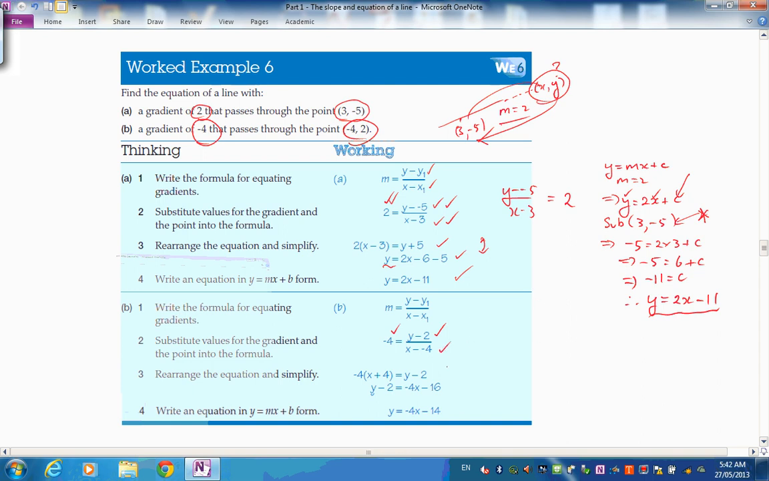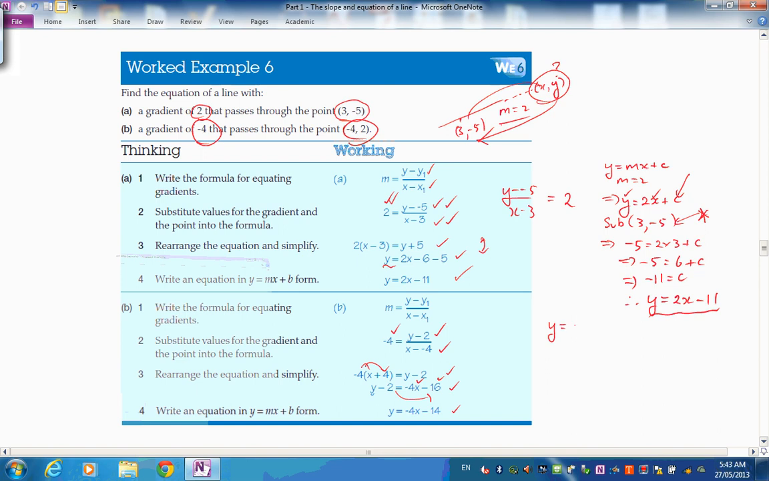Okay, and then multiplying across, putting the y on the left hand side here, and simplifying. So just look at that expansion, brackets first, neg 4x take 16, and then adding 2. Okay, neg 16 plus 2 is neg 14. So just check the algebra there. We've been doing a lot of that, so you should be okay on that. Let's have a look at doing it the other way.